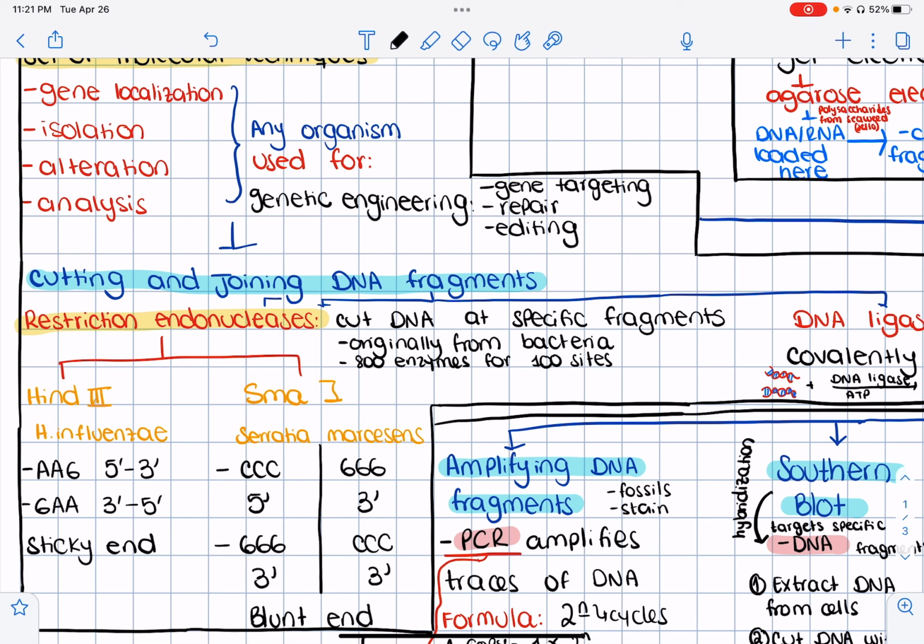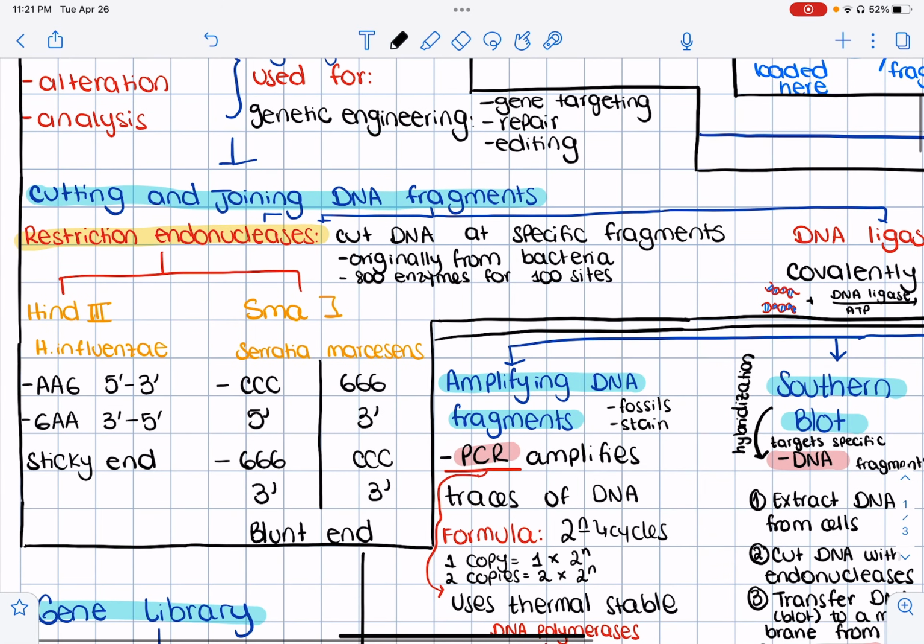First of all, we're going to cut them with restriction endonucleases, which cut DNA at specific sequences. These restriction endonucleases were originally obtained from bacteria. There are approximately 800 enzymes for 100 sites. There are two types of restriction endonucleases used.